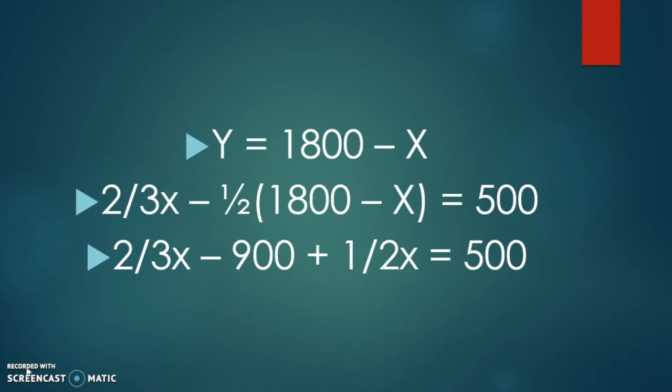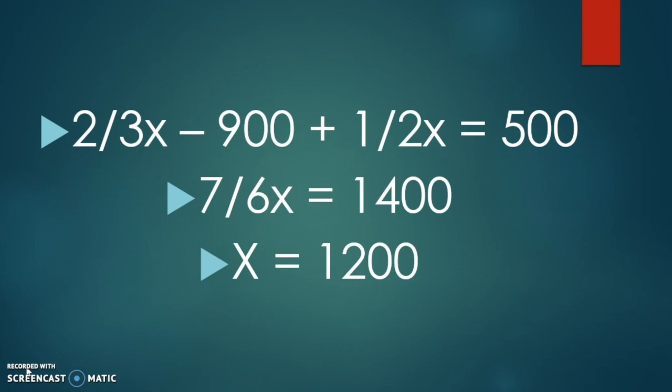We then take what y equals and we plug it in to our equation. So we have 2/3 x plus 1/2 of the quantity 1,800 minus x equals 500, which simplified equals out to 2/3 x plus 900 minus 1/2 x equals 500.